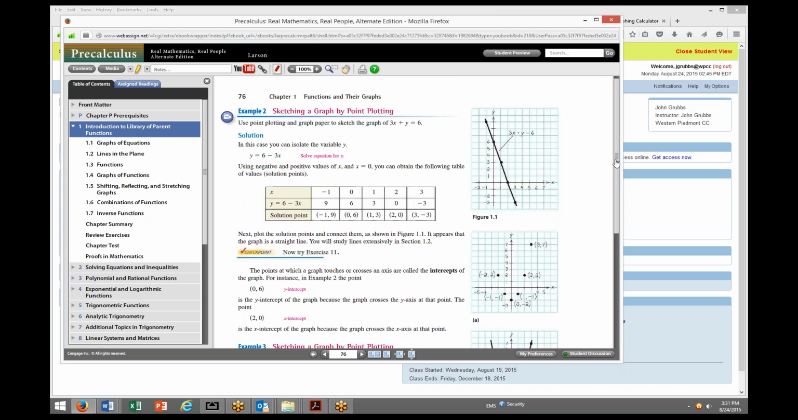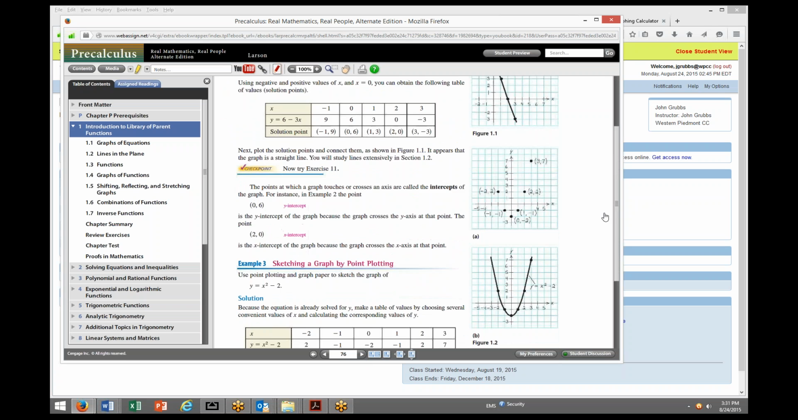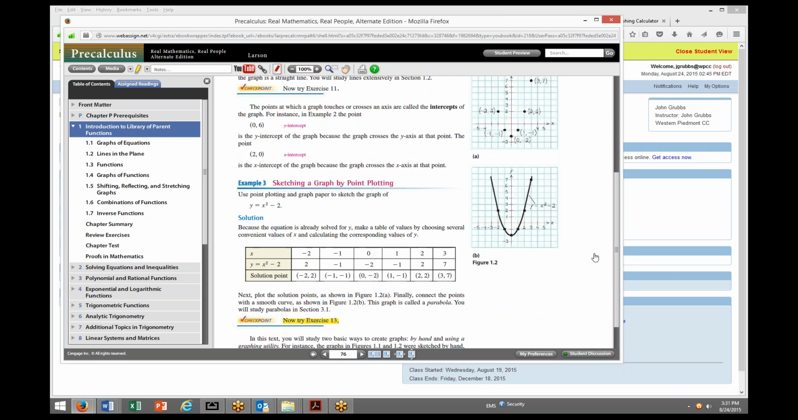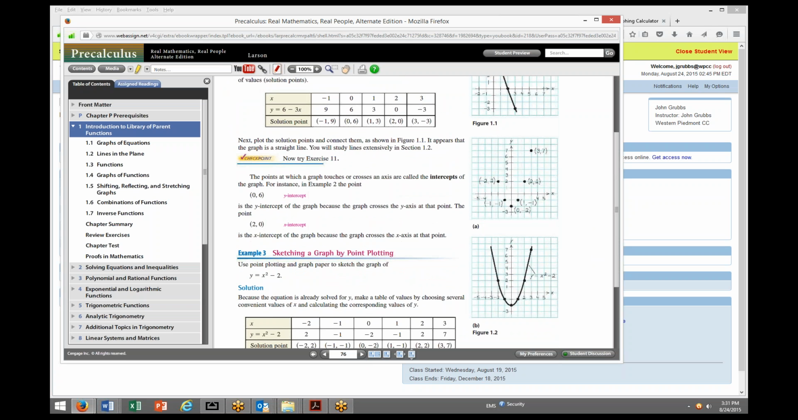And they give you several examples and illustrations of this in the text. I'm just showing you this. And they do give you a brief definition of the term intercept here on page 76. The points at which a graph touches or crosses an axis, either the x-axis or the y-axis, are called the intercepts of the graph. Of course, if it crosses a y-axis, that's a y-intercept. If it crosses the x-axis, that is an x-intercept.